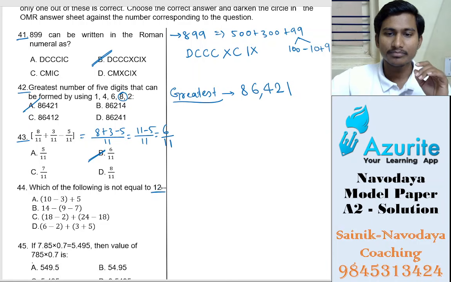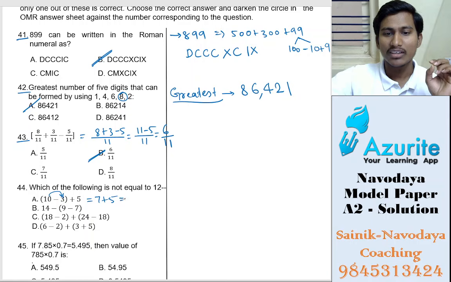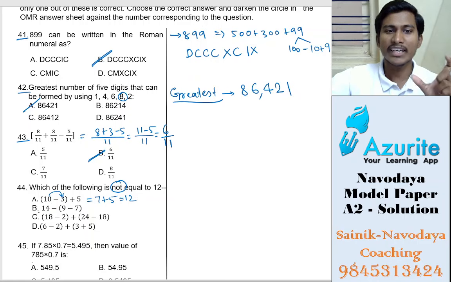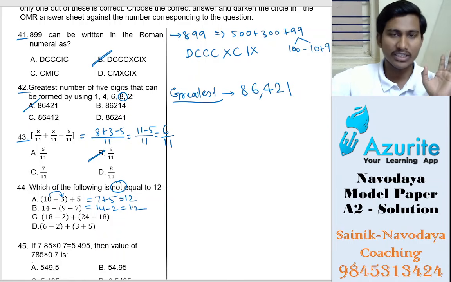So solve it. Here, 10 minus 3 is how much? 7. So 7 plus 5, how much? 12. Yes, it will be equal. So we have to find not equal. Now the second one, 14. You first have to solve the bracket, right? So 9 minus 7 is how much? Yes, 2. So 14 minus 2 will come. So it will be 12. Yes, this will also be 12.